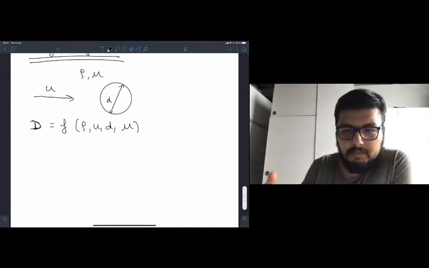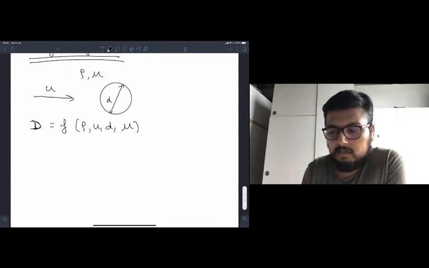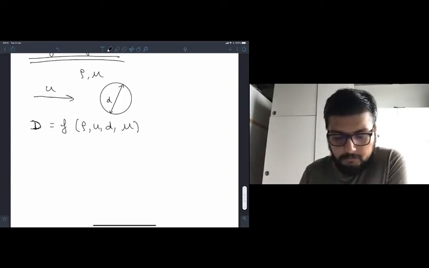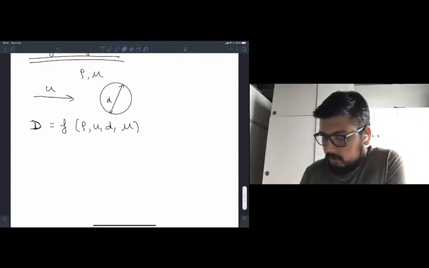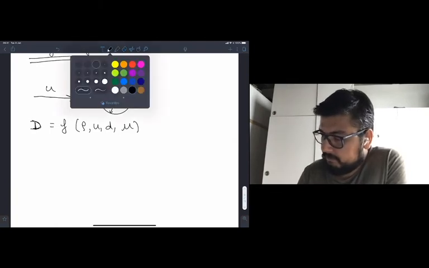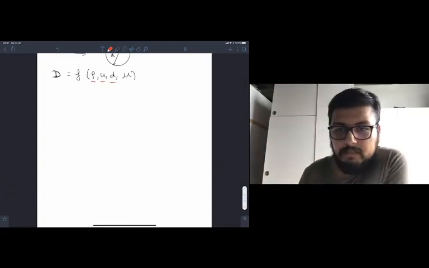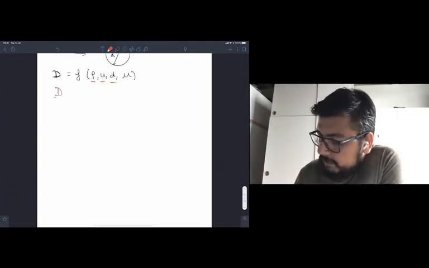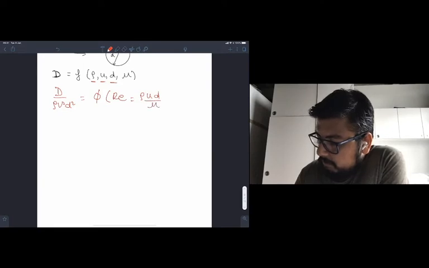Of course, there could be a roughness factor, so the sphere surface could also be rough, but we are going to assume that the sphere is smooth. So we will only talk about a smooth sphere. So if we redo all the calculations that we did for the previous case by using the repeating variables as density, velocity, and diameter, then what we will end up getting is that the drag divided by rho u square d square is a function of Reynolds, which is rho u d by mu.